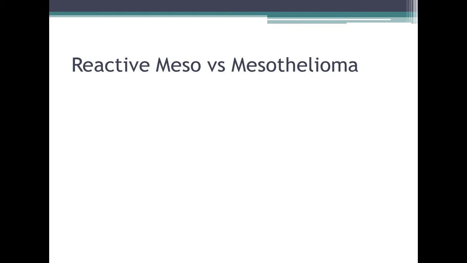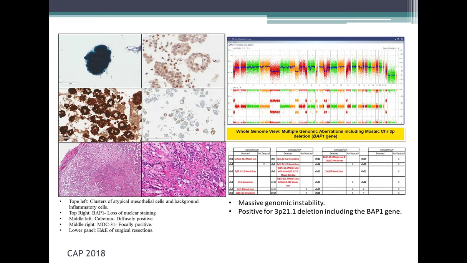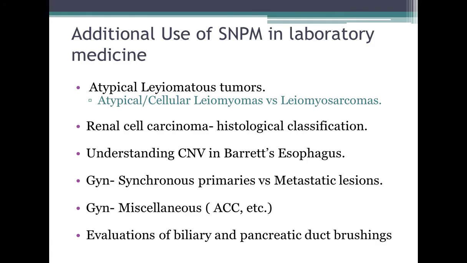Something very trivial on the cytology, like specimens where you're trying to differentiate between reactive mesothelioma versus mesothelioma, where a loss of BAP1, which can be detected on immunohistochemistry, but also on an LOH of BAP1, especially on 3p21.1, makes a huge addition to the cytologic evaluation of these, again, cytologically challenging cases like meso versus reactive meso.